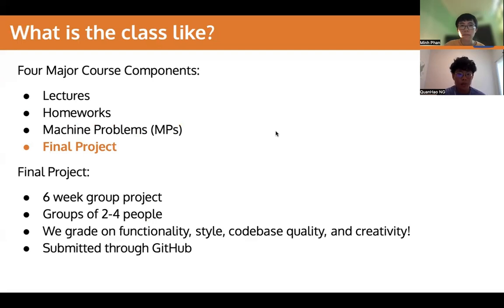And lastly, we come to the final project. The final project is a 6 week long group project with groups of 2 to 4 people. We grade them on the functionality, style, the use of the Rust features that were taught in class, and also on the creativity. So this will be the biggest component of the class itself.